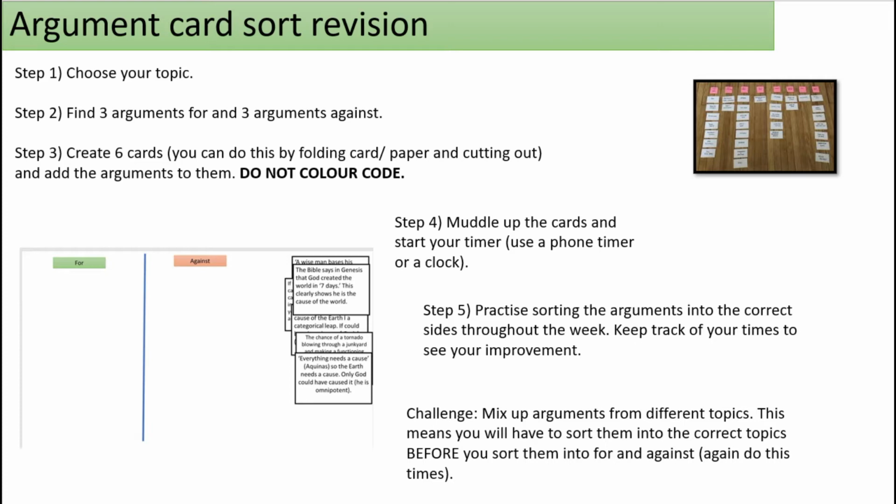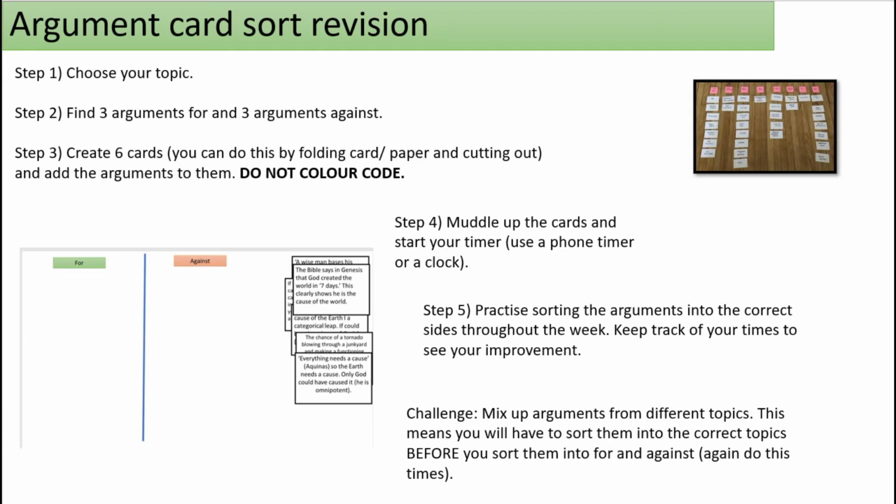Step 5 is that you should practice sorting the arguments into the correct sides throughout the week. It's a good idea to take breaks between doing this activity, because it will cause your brain to work that little bit harder. Throughout the week, you should keep track of your times to see and monitor your improvement.